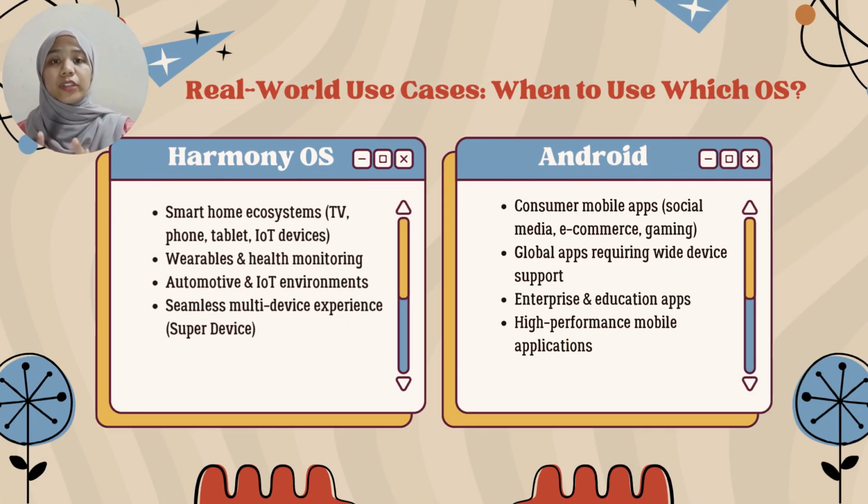This slide shows the real-world use cases for both operating systems. HarmonyOS is more suitable for environments that require multiple devices to work together, such as smart home, IoT systems, wearables, and automotive platforms. Its super device feature allows seamless collaboration between devices. Android, on the other hand, is better suited for global consumer applications such as social media, e-commerce, gaming, and enterprise apps, where wide device compatibility is needed.